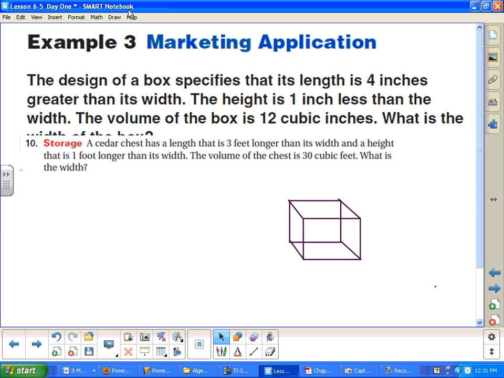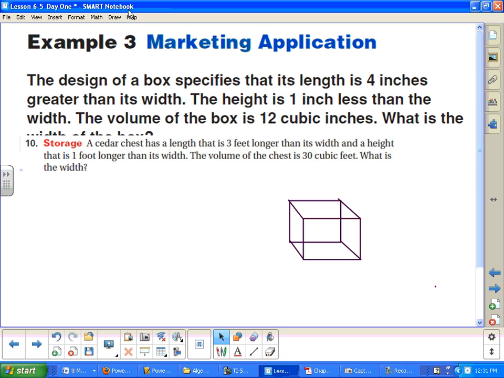Still looking at solving equations, in this case with a story problem where we've got to focus on how the dimensions of these things work together. It says the cedar chest has a length that's 3 feet longer than its width and a height that is 1 foot longer than its width. The volume of the chest is 30 cubic feet. What is the width?